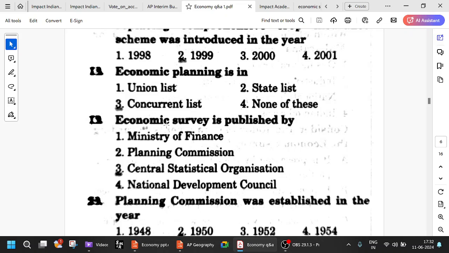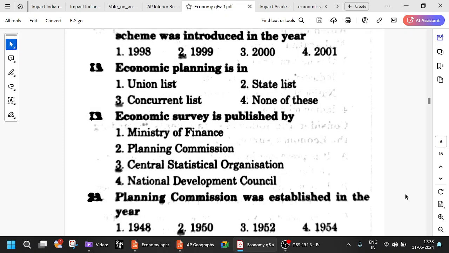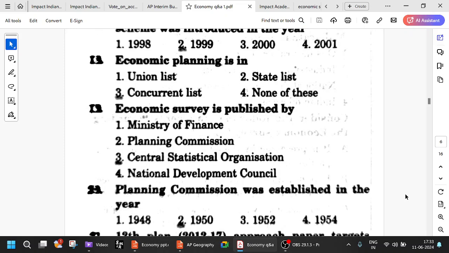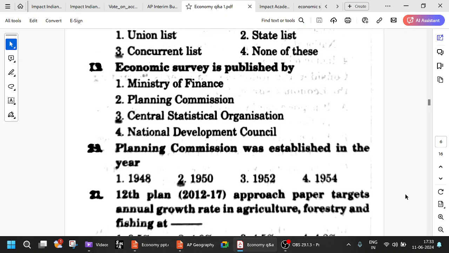Try to remember that the budget, the economic survey, and all these things are published by the Ministry of Finance. Maybe in the past it was being done by CSO, I don't know. But CSO usually comes in the National Statistical Survey, the Periodic Labor Force Survey, and all those things. Otherwise, the economic survey, budget, and all these things are usually done by the Ministry of Finance.